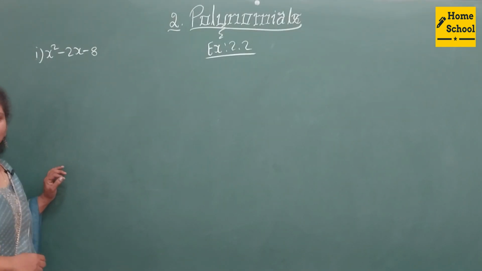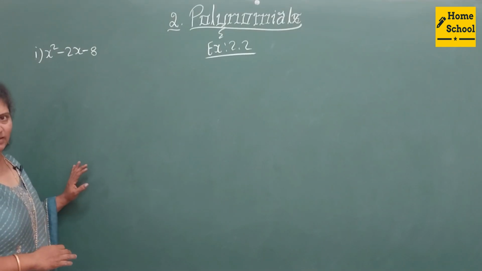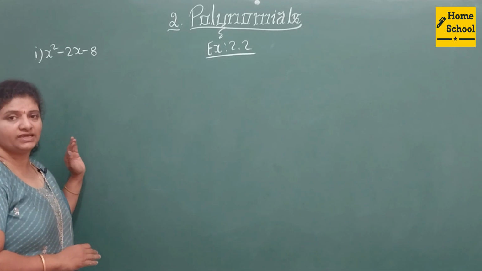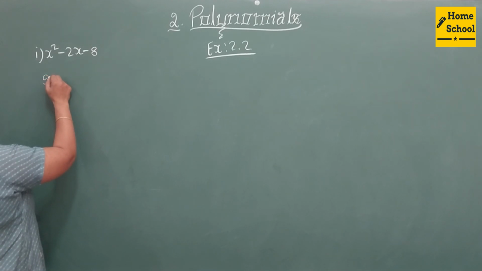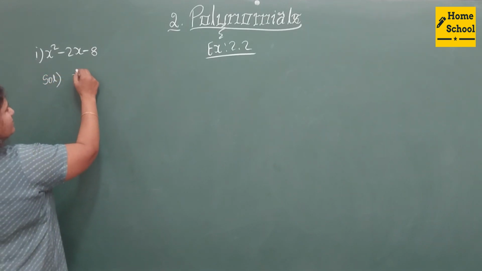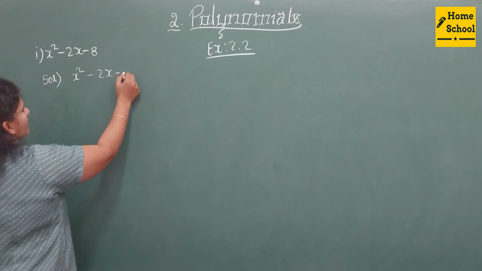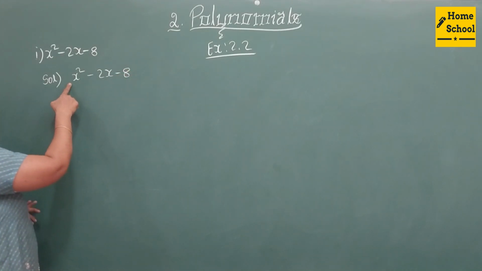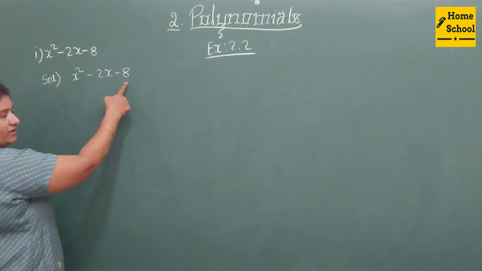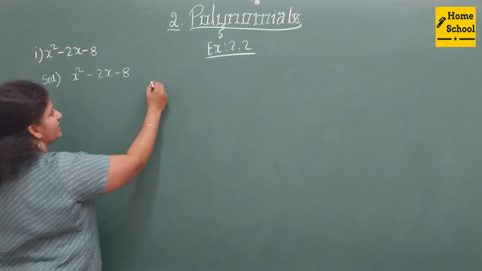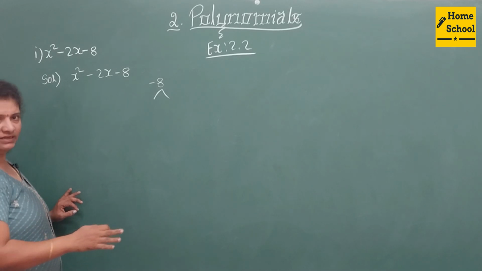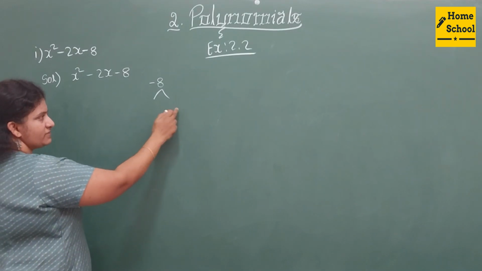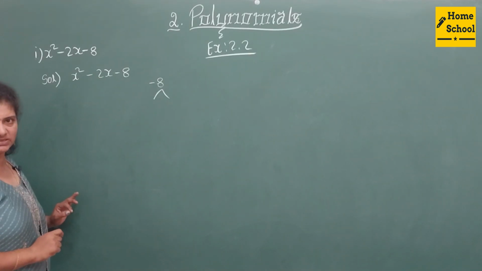First problem, x square minus 2x minus 8. Let us first find the zeros of the given polynomial. We know by the factorization method we can find zeros. x square minus 2x minus 8. Observe the numbers you have, 1, and here it is minus 8. 1 into minus 8 will be minus 8. Find the factors for minus 8 in such a way that if you add or subtract, you should get minus 2x.